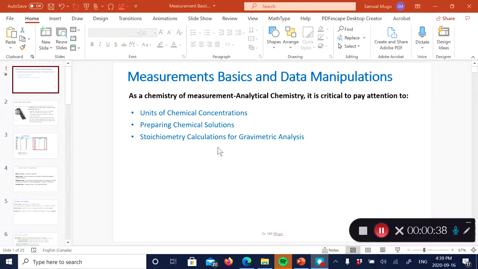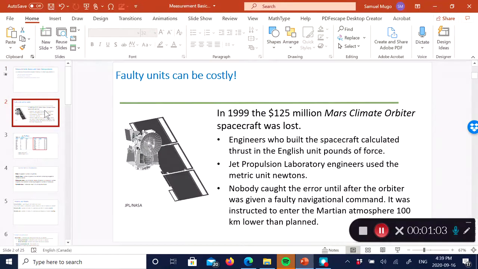We're also going to comment about stoichiometric calculations related to gravimetric analysis, which you've already started doing in the lab. You remember yesterday, you were doing the balance exercises, which refer to gravimetric analysis, and that's what you are doing in the lab. Now, may I emphasize that units are critical, and so anytime you do a calculation, you always have to have the units.